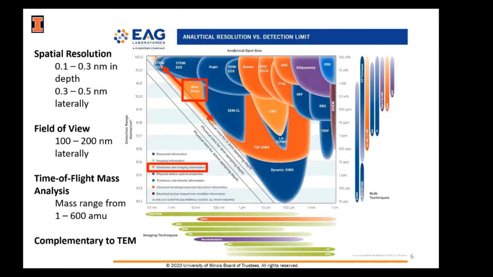This is a time of flight mass analysis of the emitted atoms from a specimen. Actually, they are ionized already. And the mass range is 1 to about 600 AMUs. The technique is very complementary to TEM, which is shown on the diagram just next to it. So these two things happen very often. Many researchers try to complement one type of instrumentation with another.